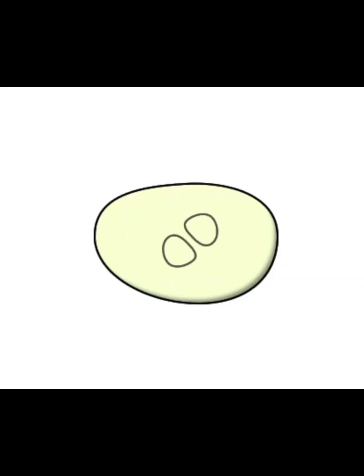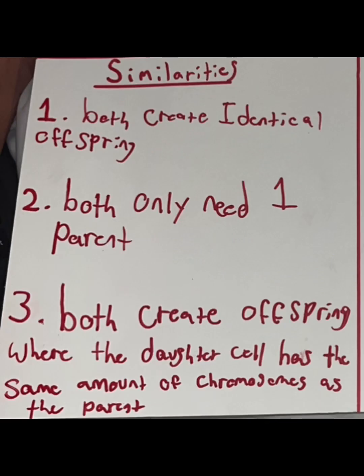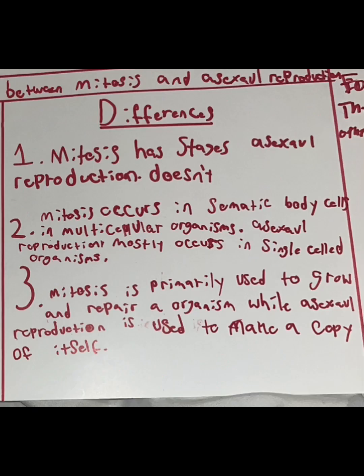Mitosis and asexual reproduction are used interchangeably by many. While they do share similarities, they do have differences from each other. Mitosis and asexual reproduction both create identical offspring. They both only need one parent to complete the process. They can also create daughter cells that have the same amount of chromosomes as the parent. However, they are different because mitosis goes through different steps while asexual reproduction does not.